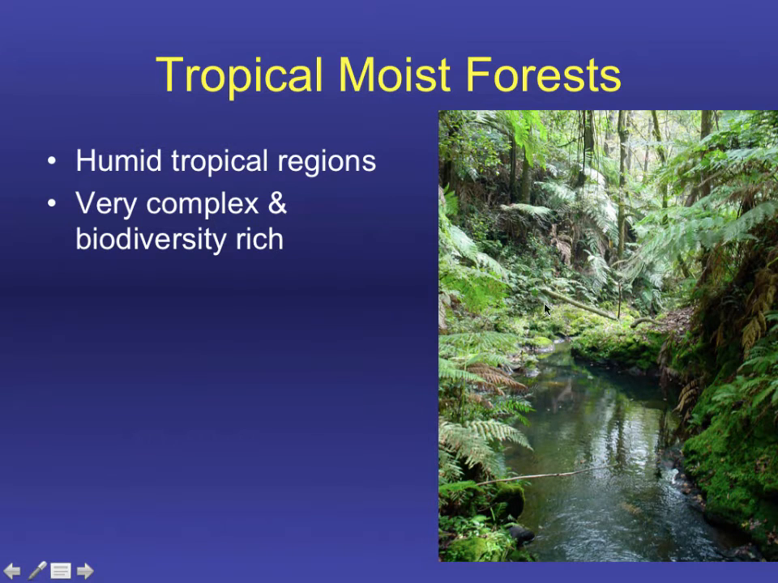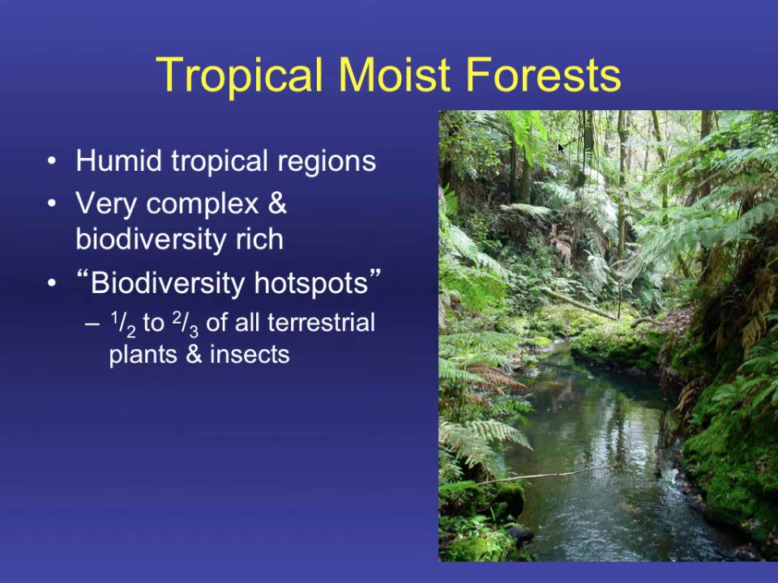You've got vegetation all the way down here on the ground. You've got vegetation going all the way up to the canopy, and you've got multiple layers in between, all kinds of vines and mid-story trees and epiphytic plants. Huge range of habitat complexity, so you can really get a lot of species into a fairly small area. Again, some of these could be considered biodiversity hotspots, and it's thought that maybe up to a half to two-thirds of all terrestrial plants and insects occur just in this one biome.